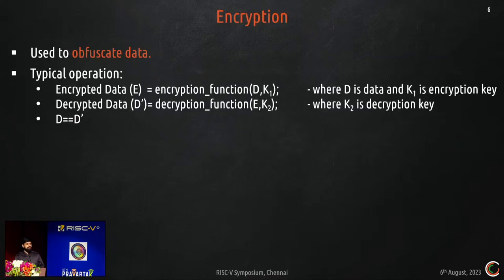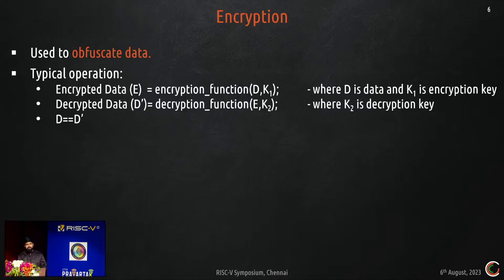The second is called encryption. You would use encryption if you want to obfuscate data. So the typical operation would look something like this. In any encryption algorithm, you would need something called keys, right? So the encryption function would look like that, where you would pass your data along with a key and you get some encrypted data. This encrypted data would not make sense to somebody who would not have something called a decryption key, right? So if somebody has the decryption key called K2, you can then make sense of D of E, and you can get back D prime, which will be equal to your actual data.